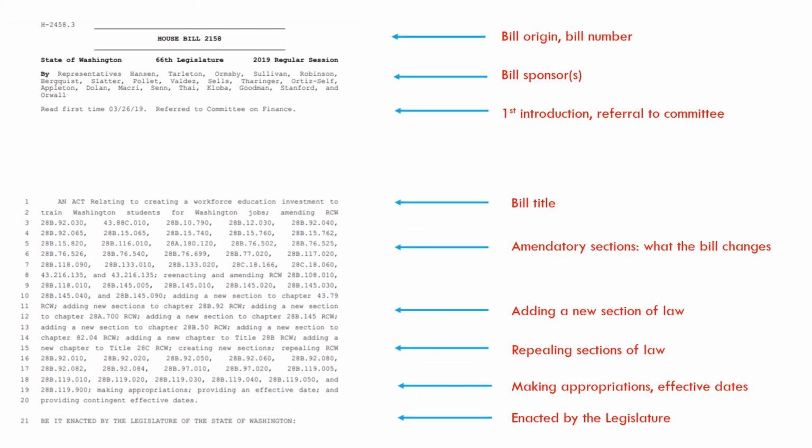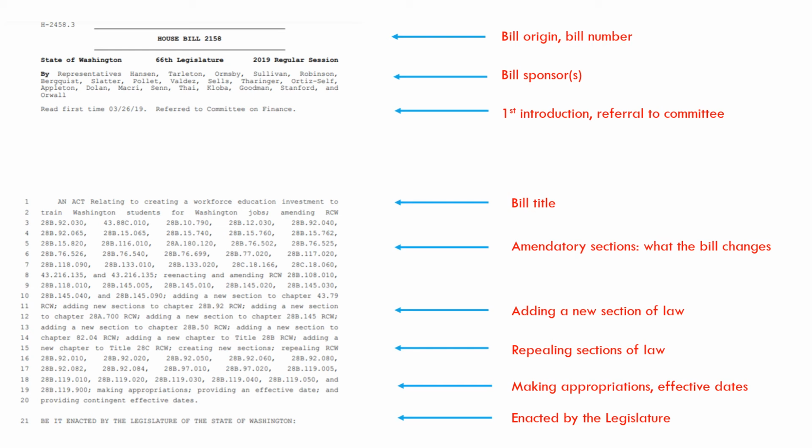So let's show all of that on a bill. Here you'll see the bill number and that it's a House bill. You'll see the prime sponsor, which is the first name listed, and the co-sponsors. The bill shows what date it was introduced and which committees it started its journey in.